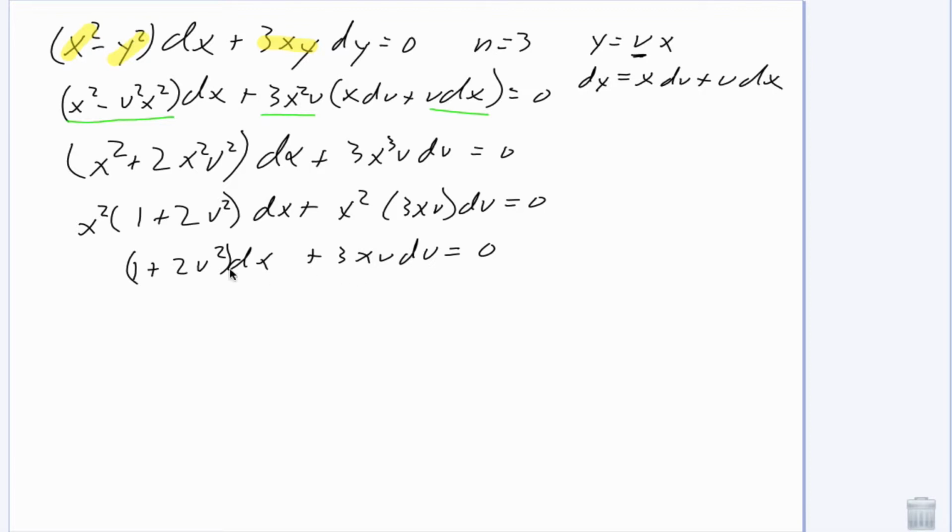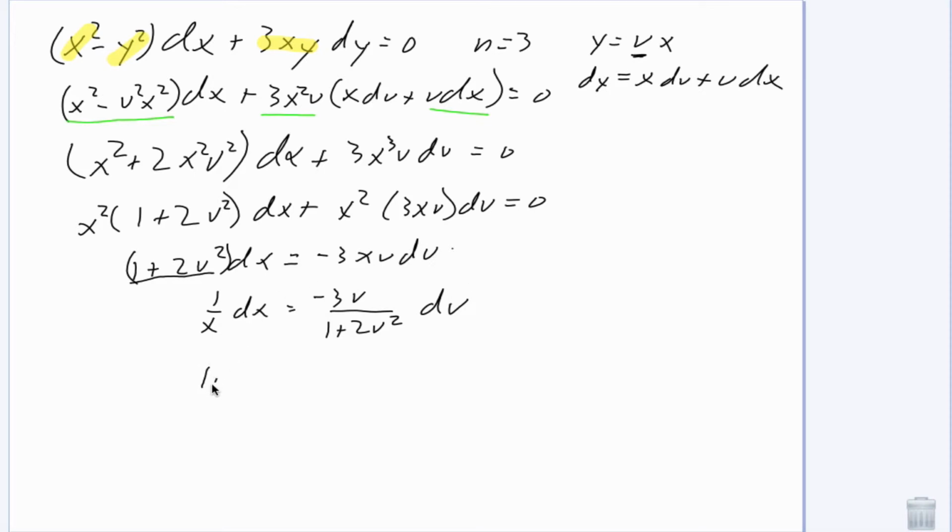So through the magic of an eraser, I'm going to erase this 0, erase that equal sign, erase that plus sign, and I will replace it with an equal negative. So now I have dx on one side, and I have v's on the other side. So what I'm going to do is divide both sides by 1 plus 2v squared and divide both sides by x. So I should get 1 over x dx is equal to negative 3v over 1 plus 2v squared dv. See what I did there? We now have separation of variables.